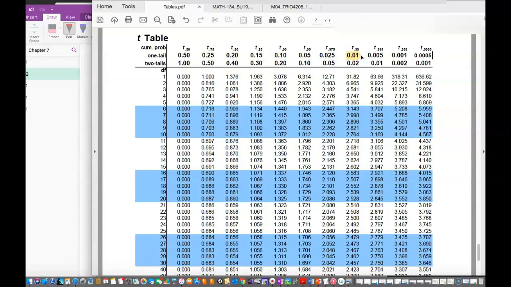Okay, we have this board. See, what I have on top is t.99. So what that means, instead of this 1%, I'm using that 0.99. Okay, and the degree of freedom on this part is 18. Okay, so the answer is 2.552.